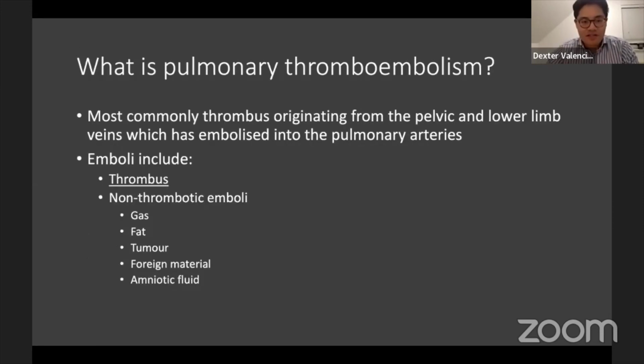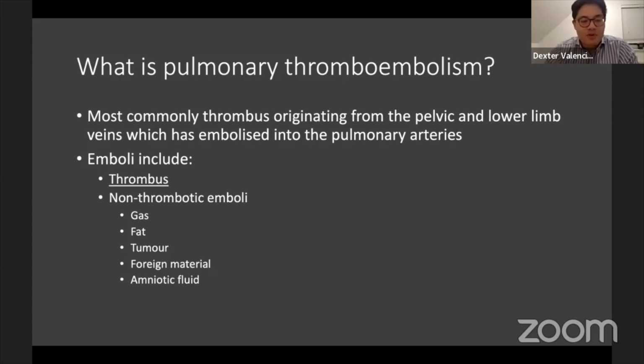So our first abnormality would be talking about pulmonary thromboembolism, or PEs. This is quite a common diagnosis, and it's a scan that we do a lot of CT chest scans for. The thrombus normally originates from pelvic and lower limb veins, and then will move and migrate and embolize into the pulmonary arteries.